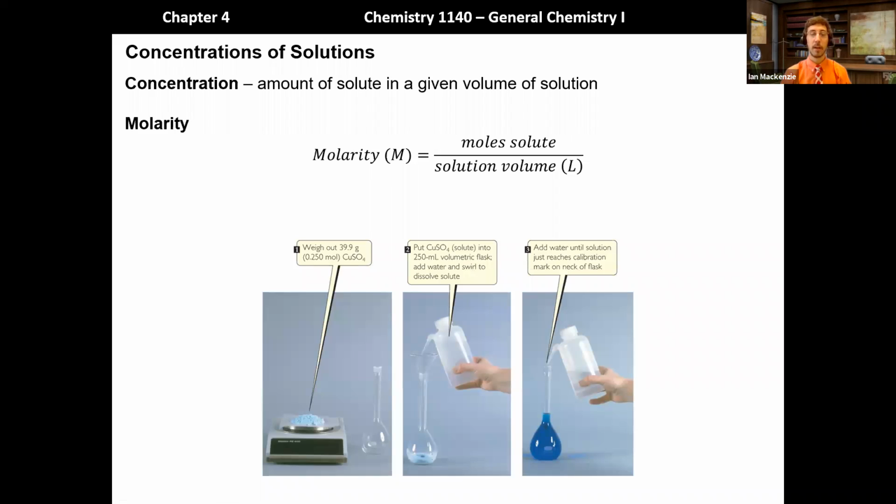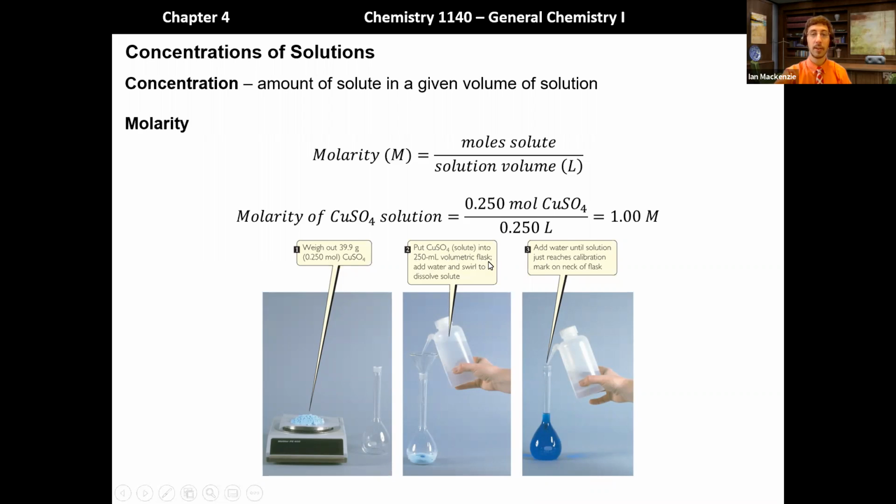So let's just show an example here. If we took copper sulfate and we were dissolving it in water, if you weighed out 39.9 grams of copper sulfate and then used the molar mass to convert that to moles, you would find you had 0.250 moles of copper sulfate. If you diluted that up with water, in this case to a 250 milliliter volumetric flask, then we convert that milliliters to liters.